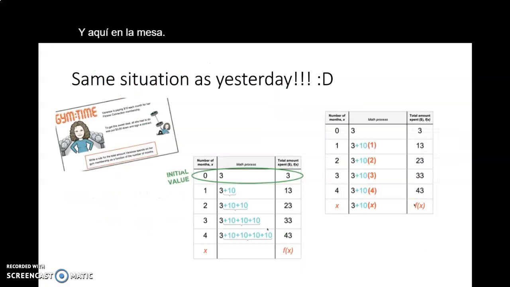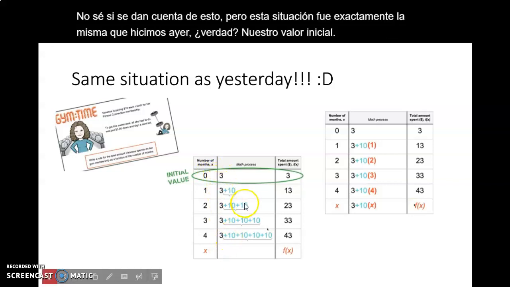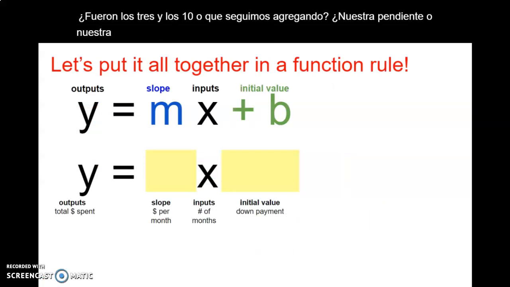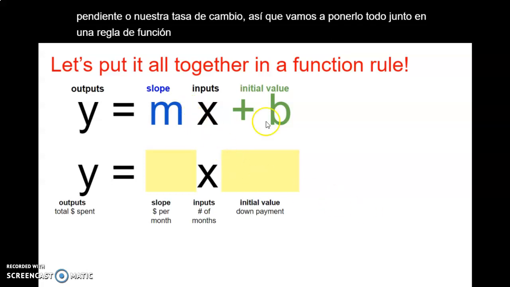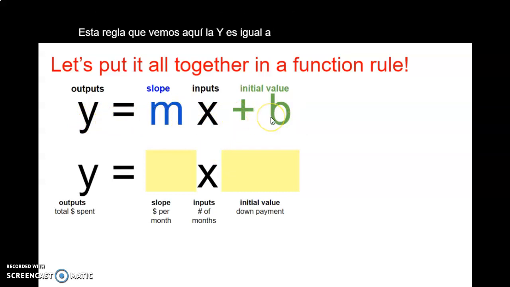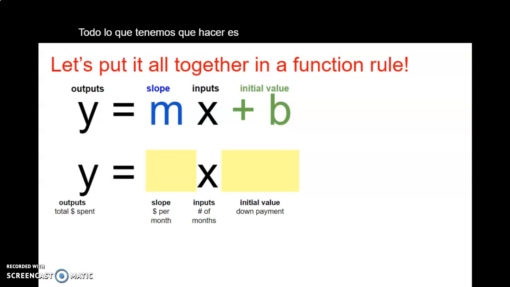So I don't know if you guys realize this, but this situation was the exact same one we did yesterday, right? Our initial value was the 3, and the 10 that we kept on adding was our slope, or our rate of change. So let's put it all together in a function rule, or an equation. This rule that we see here, the y equals mx plus b, guys, that works for all linear functions. All we have to do is tweak it a little bit to make it fit our situation.